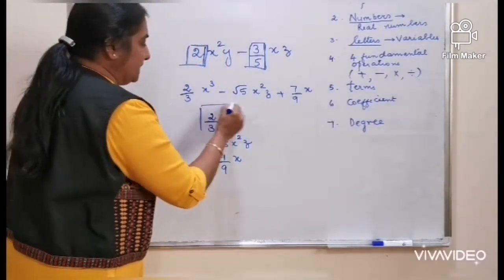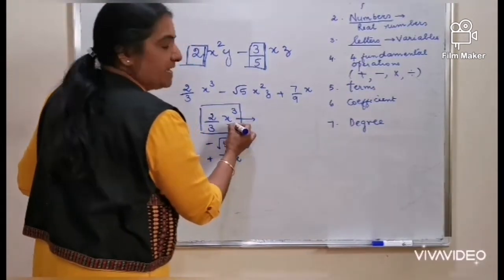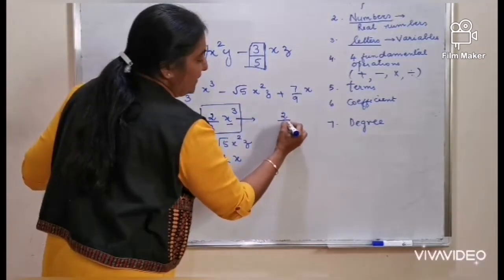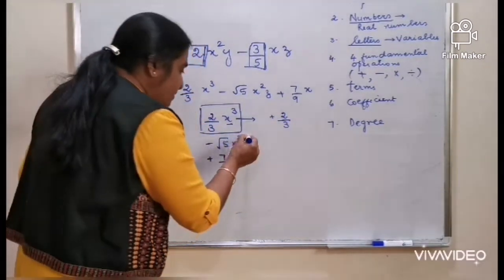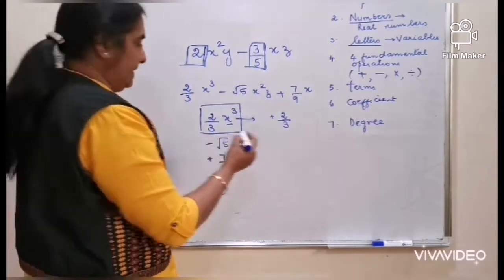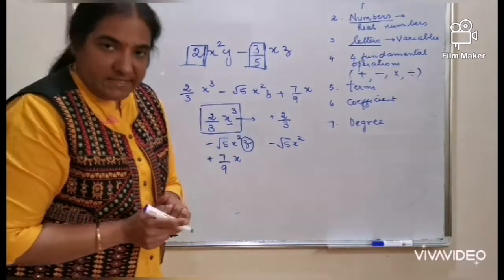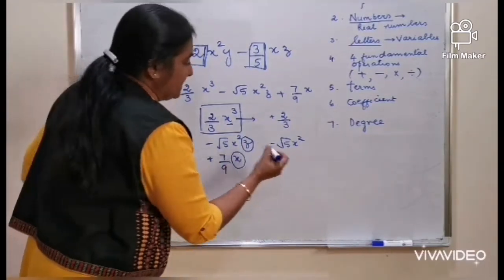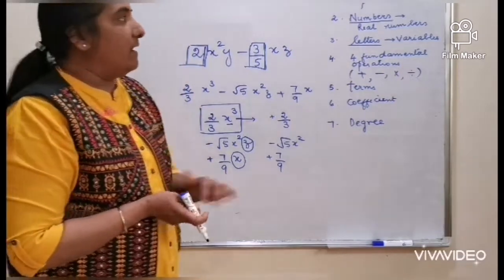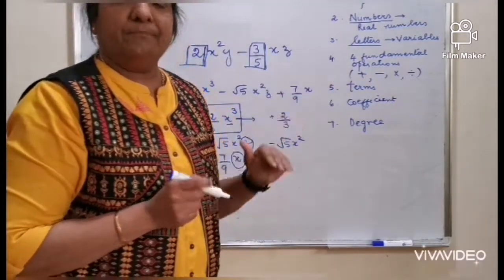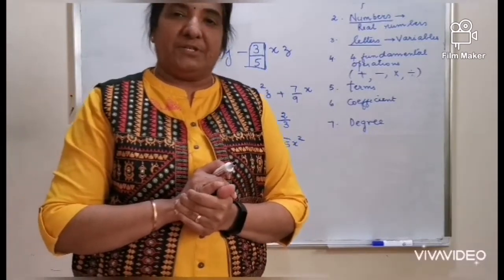Come to the term coefficient. In this particular expression, what is the coefficient of x cubed? The coefficient of x cubed is positive 2 by 3. What is the coefficient of z? It is minus root 5 x squared. What is the coefficient of x? Positive 7 by 9. These are the basic terms which are used in an algebraic expression.